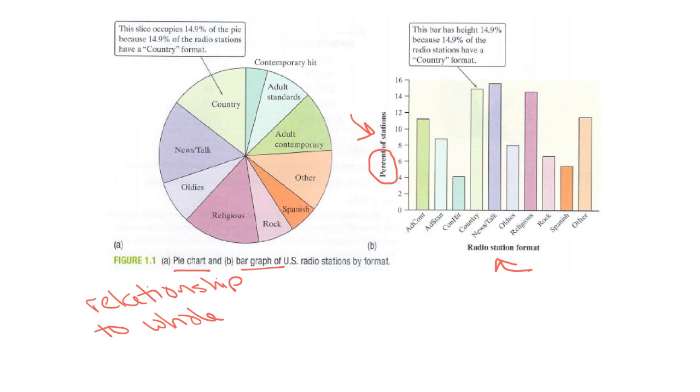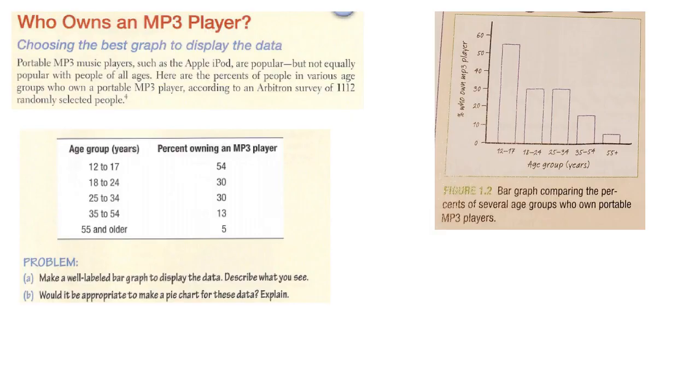Bar graphs give us a little bit more flexibility than a pie chart. I can use a bar graph to display the distribution of the categorical data. I can also use it to compare sets of data that were measured in the same way and using the same units. So let's take a look at this example of what makes a good bar graph.